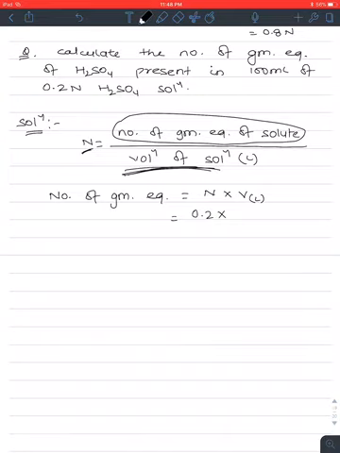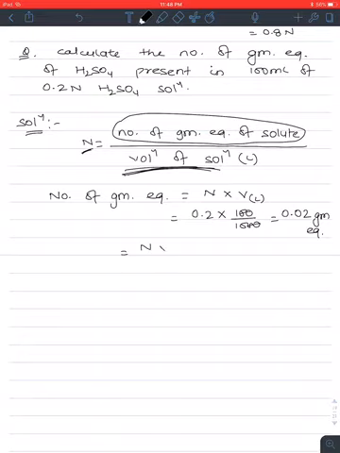So normality is 0.2 into volume of solution is 100 milliliters, which is 100 upon 1000 liters. So this will be equal to what? That will be equal to 0.02 gram equivalent.